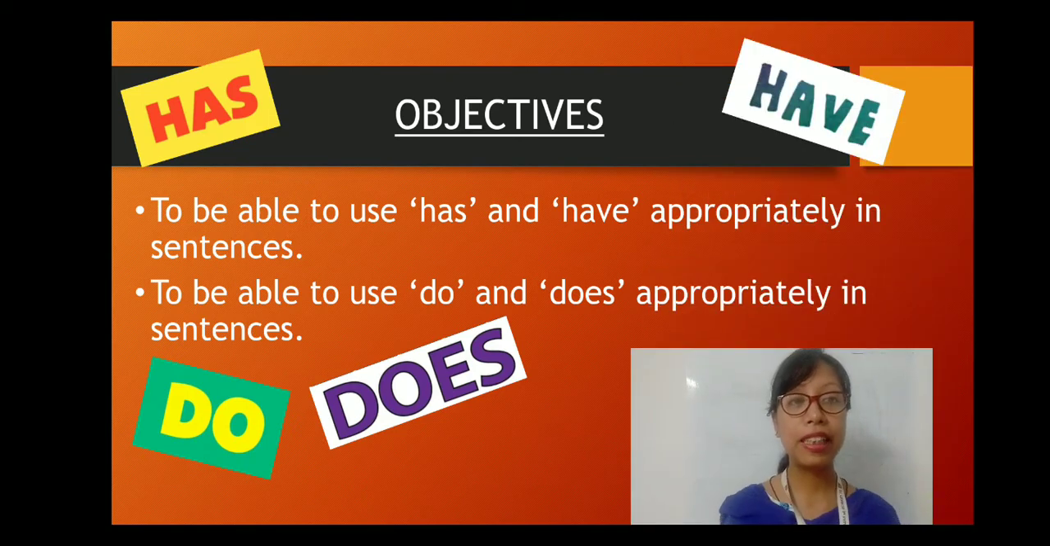So today we will be discussing has, have, do and does. The objectives of today's class are to be able to use has and have appropriately in sentences, and to be able to use do and does appropriately in sentences. So these are the two objectives that we will be getting from today's class.